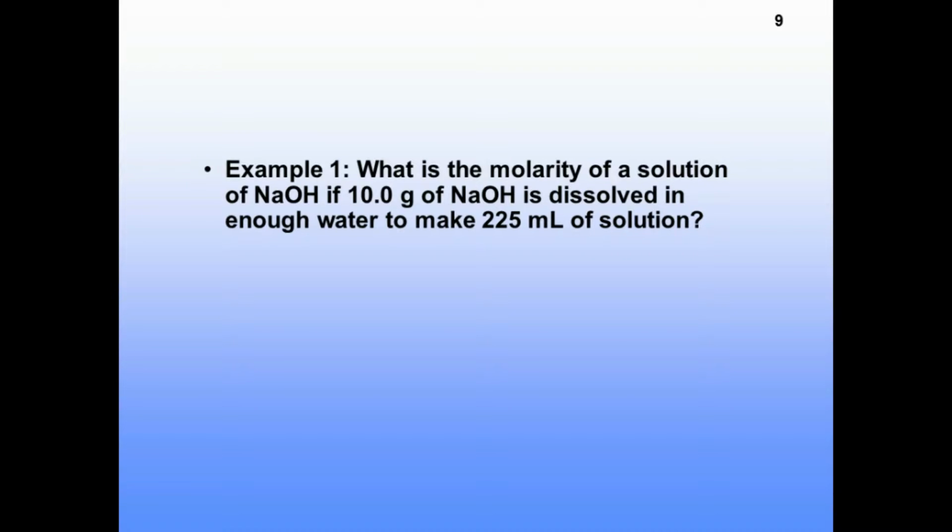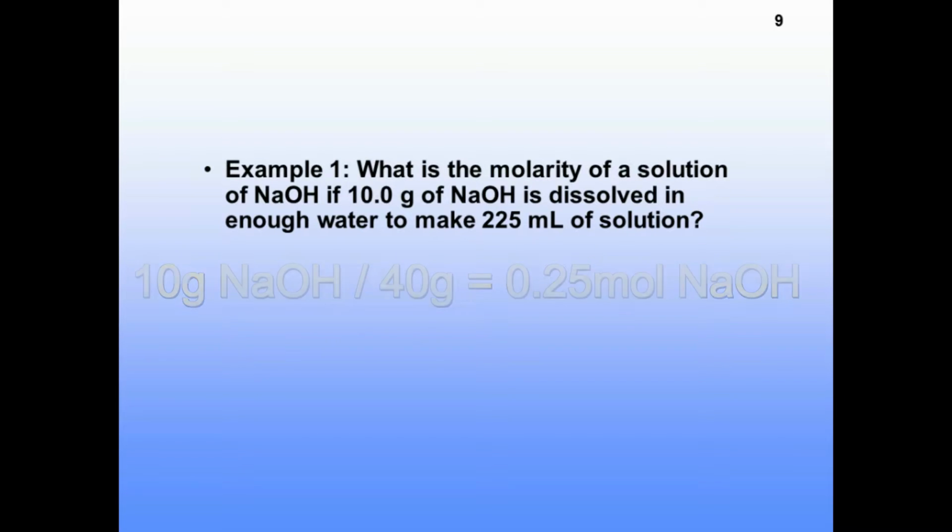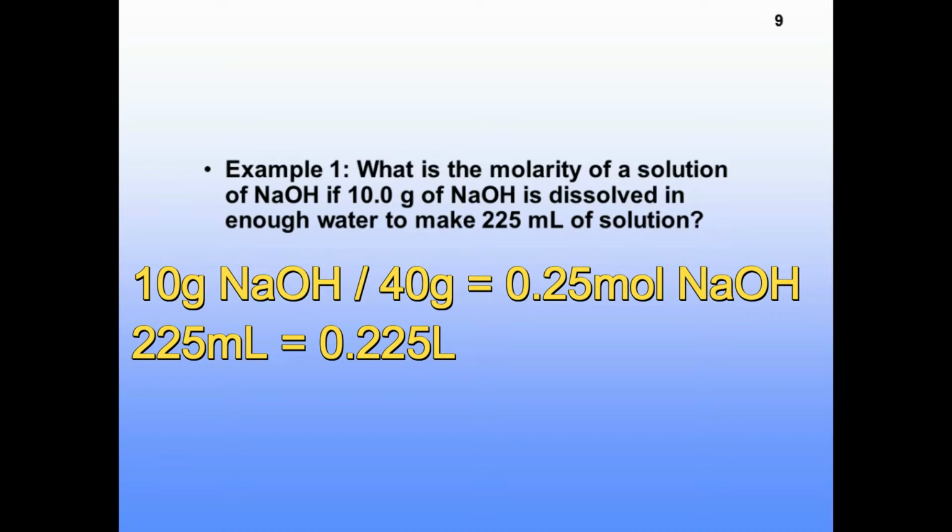Let's convert 10 grams of NaOH. The mass of that is 40. Yes, it is. All right, so y'all can do this in your head. 10 over 40, or basically 1 over 4, is what? 0.25. Just move the decimal to the left. 1, 2, 3. So 0.225 liters. Moles, liters, divide them. Okay. So 1.1111, which rounds to 1.11.